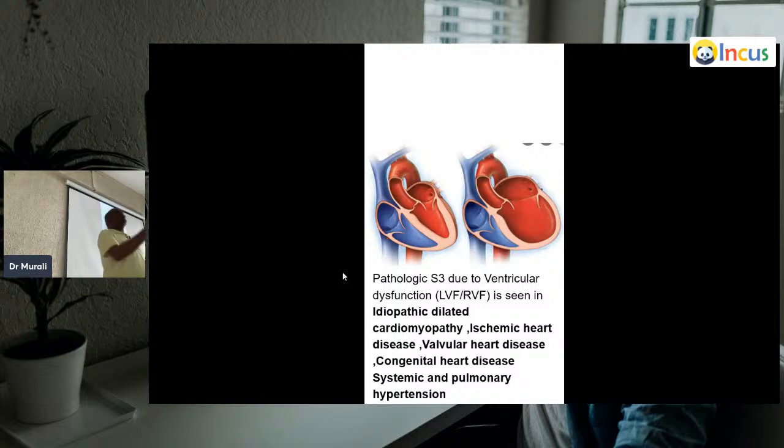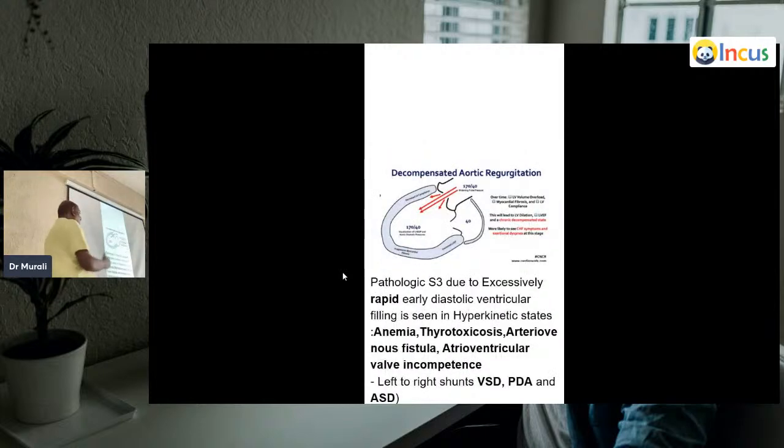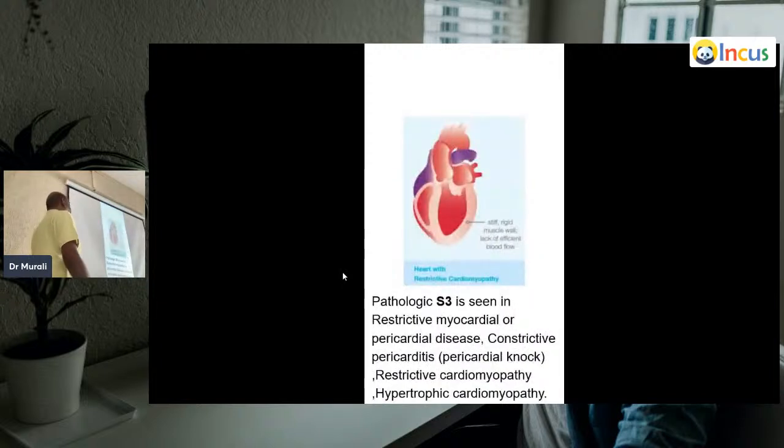Then, what are all the conditions where you see pathological S3? Whenever the heart is failing, either due to ischemia or cardiomyopathy or valvular heart disease or systemic hypertension, anything that fails the heart leads to the development of S3, is what you need to remember. And any condition which is hyperkinetic, like anemia, AV fistula, VSD, PDA, anything that is increasing the volume inside the heart will create that splashing sound where you find pathological S3.